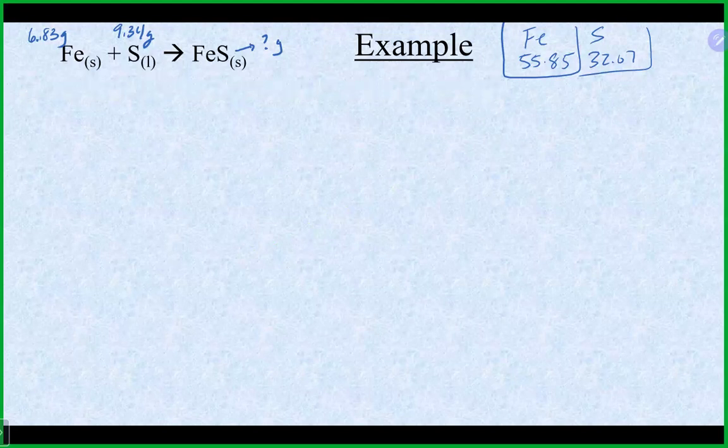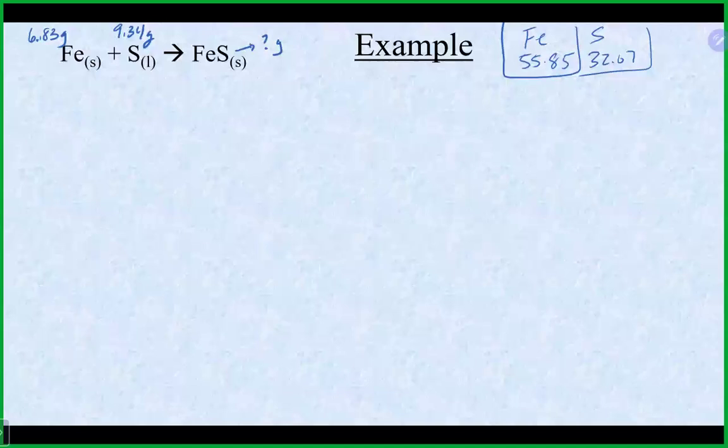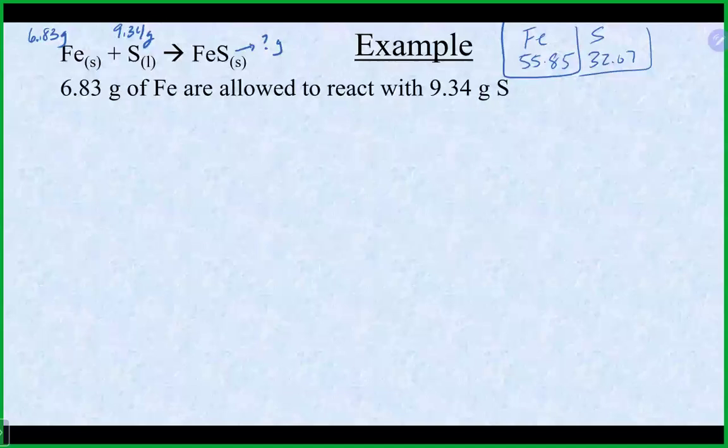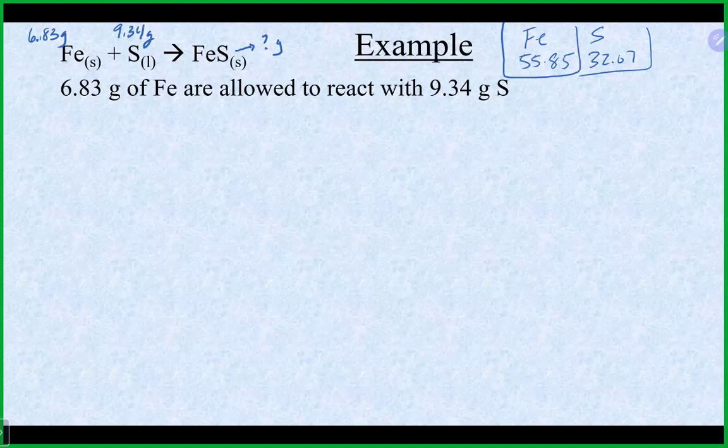Okay, let's take a look, see how you're doing. So once again, we have 6.83 grams of iron. We're going to allow it to react with 9.34 grams of sulfur. We basically want to know how much product we're going to produce. We also want to know how much of our excess reagent is left over. Again, in most cases when you come across a stoichiometry problem, they are not going to tell you it's a limiting reagent problem for sure. They're just going to give you the information, like 6.83 grams of iron, you're going to let it react with 9.34 grams of sulfur, how much product are you going to produce?